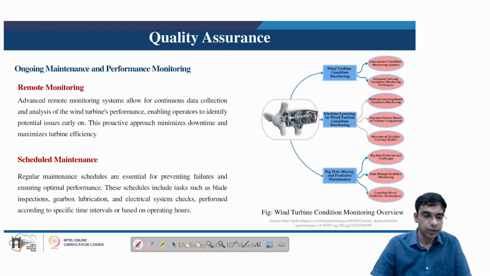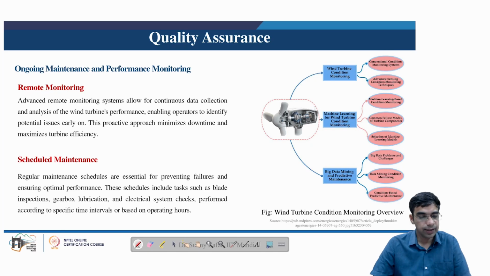Next is the quality assurance for ongoing maintenance and performance monitoring. Remote monitoring: advanced remote monitoring systems allow for continuous data collection and analysis of wind turbine performance, enabling operators to identify potential issues early. This is a proactive approach which can reduce downtime and maximize turbine efficiency.